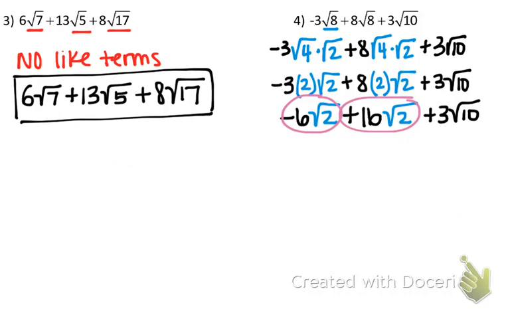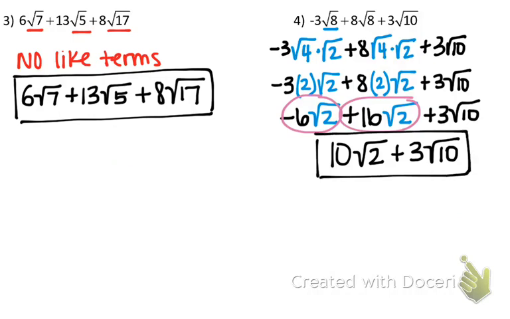Negative 6 square root of 2 plus 16 square root of 2 will be 10 square root of 2 plus 3 square root of 10. And since those are not like terms, then that is our final simplified answer.